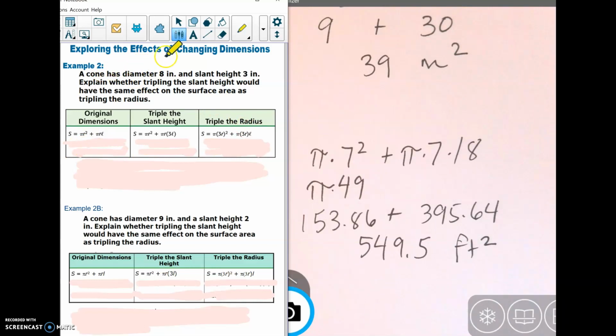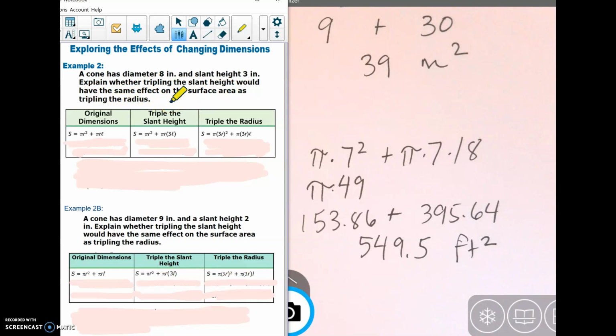All right, questions on exploring the effect of changing dimensions. This is not on your printed notes, so if there's room on your printed notes, you can write it on there or in your notebook. Okay, so it tells you about a cone. It gives the diameter and a slant height, and it says explain whether tripling the slant height would have the same effect on the surface area as tripling the radius.